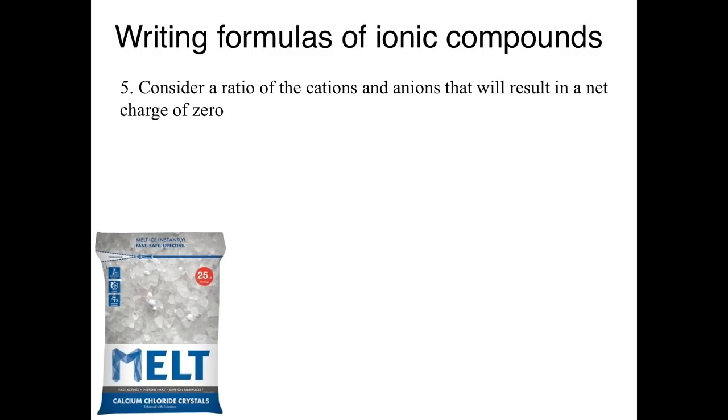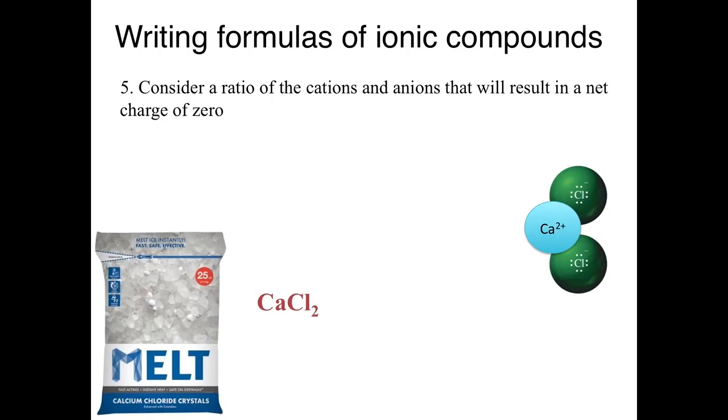So from our last step, we have decided that we have a calcium 2+ and a chloride -1. So that calcium has a 2 plus charge, so you would need 2 chloride ions because each of those chloride ions is only 1. So if you have 2, you have a net charge of negative 2. And negative 2 plus positive 2 will give you 0. From that, you can write the ionic compound formula as CaCl2.